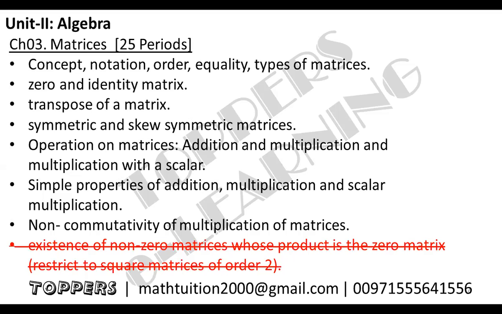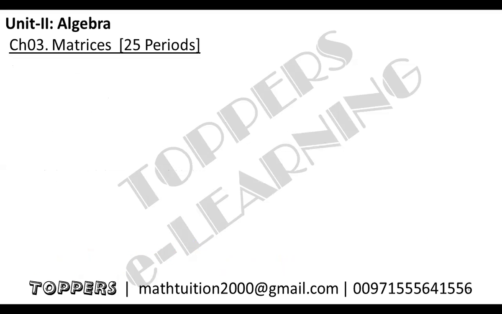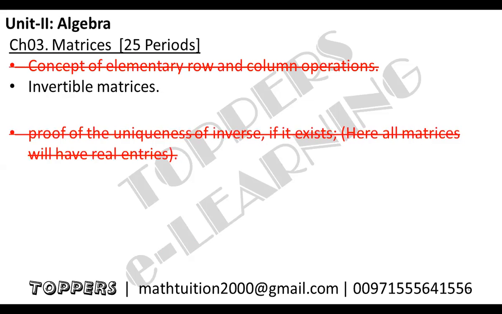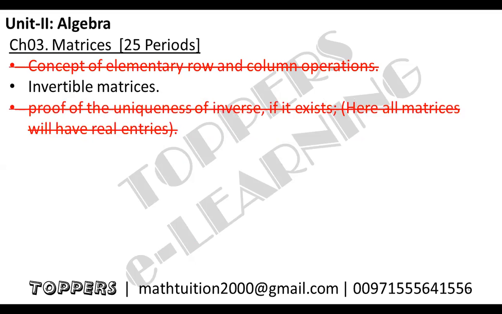But existence of non-zero matrices whose product is the zero matrix is reduced. Concept of elementary row and column operations is reduced. Invertible matrices are there. Last part, proof of the uniqueness of inverse, if it exists, is also reduced.